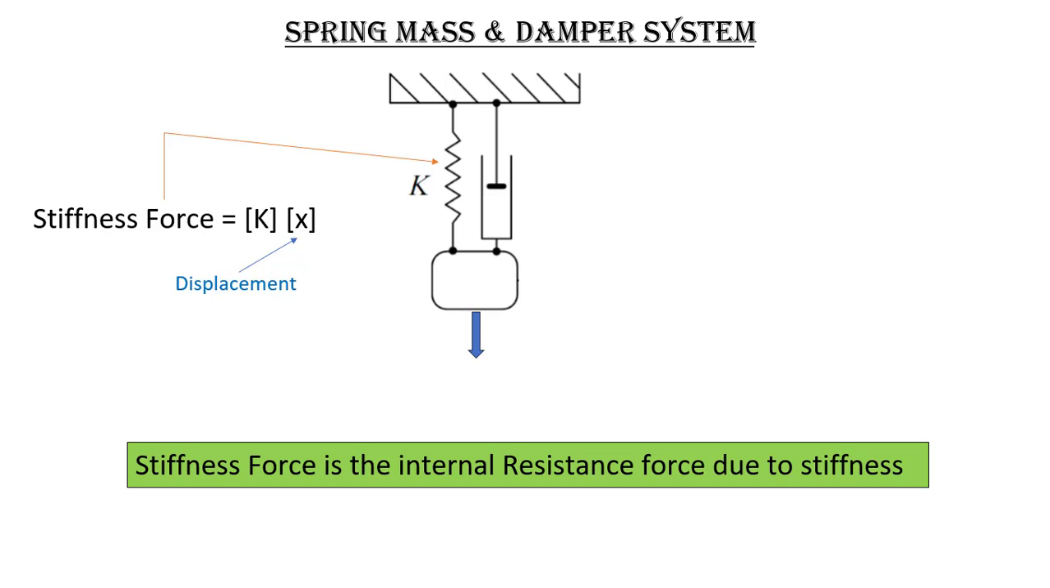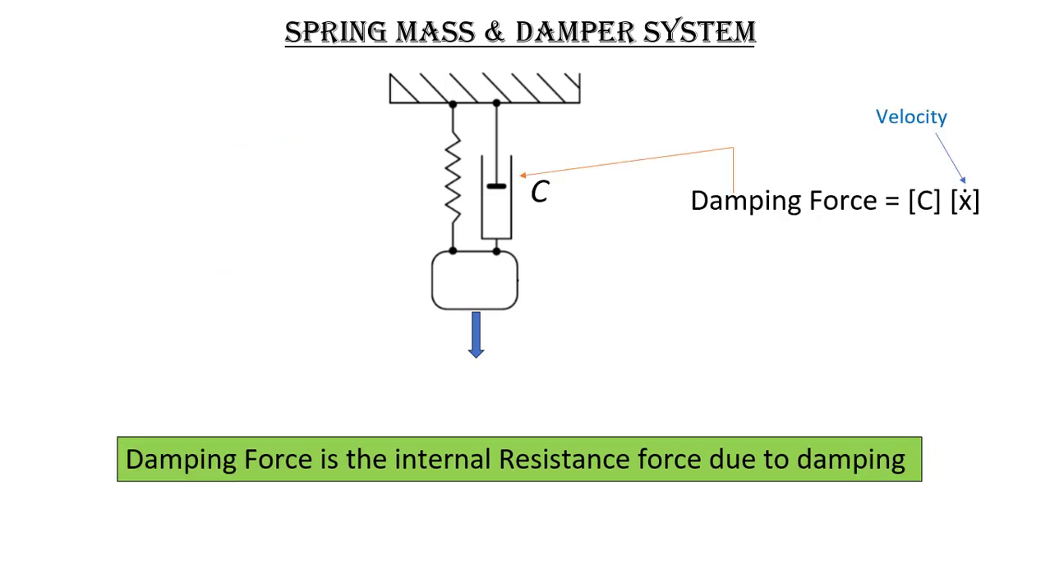The first component is the spring. This spring has a stiffness K. Because of this stiffness, there will be some internal resistance in the overall system. The second component is the damper, which has the damping coefficient C. Damping is basically an energy loss. Because of this damper, there is an internal resistance force.